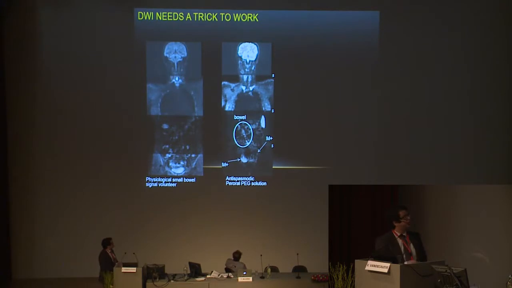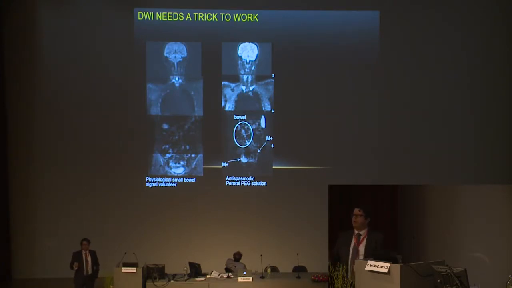Here, on the left side, this was our first healthy volunteer. Is this full with peritoneal carcinomatosis? I hope not. But the small bowel is very tricky for diffusion. The bowel has a high cellularity. It is moving around, so the diffusion technique thinks this is restricted water, so it must be tumor. So we have to help diffusion.